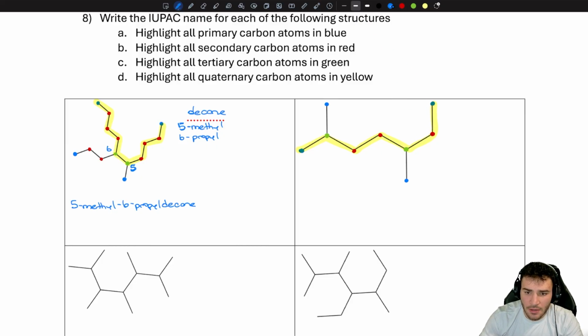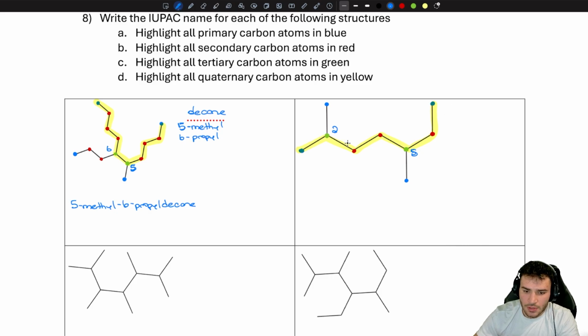I suggest you stop the video at this point to try to figure out the numbering. We can either number from left to right going this way or from right to left going this way. And remember that we want to give all the substituents an overall lower number. And so after hopefully pausing the video, you should figure out that we should be numbering from left to right to give this substituent the number 2 and this substituent the number 5.